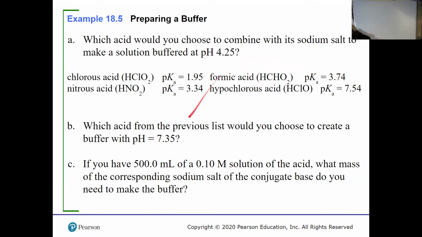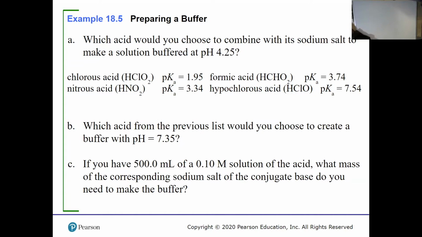If we're looking at the same list and we want to figure out which acid we would use to create a buffer with a pH of 7.35, we would do the same process. We look at each one and we see over here we have a pKa value of 7.54. And that means that hypochlorous acid is going to be our best bet for making this buffer.